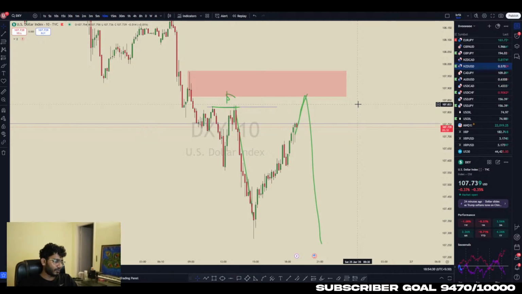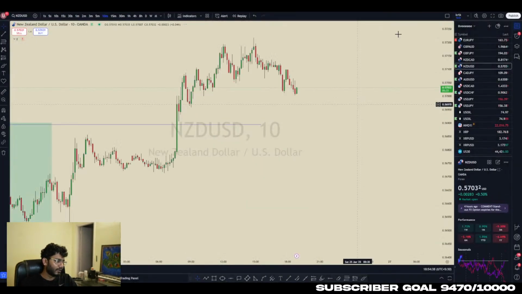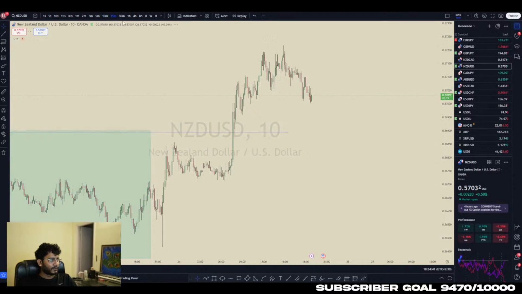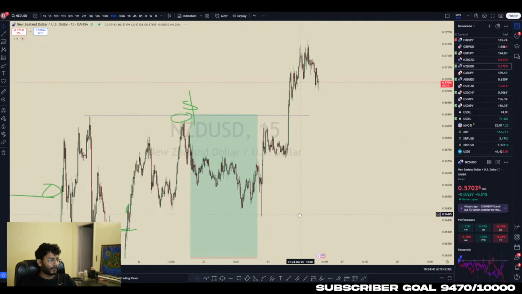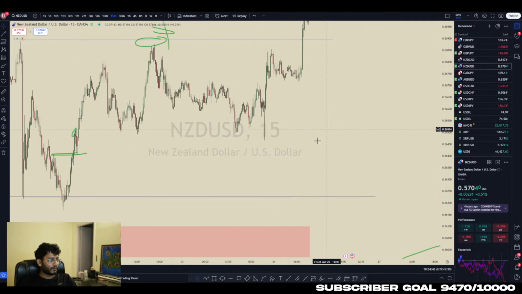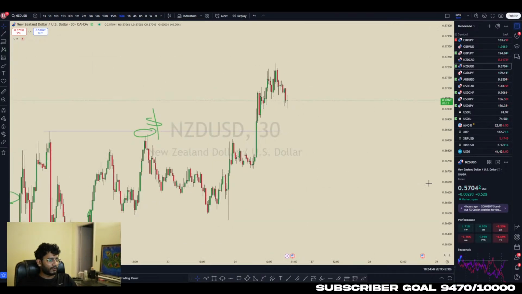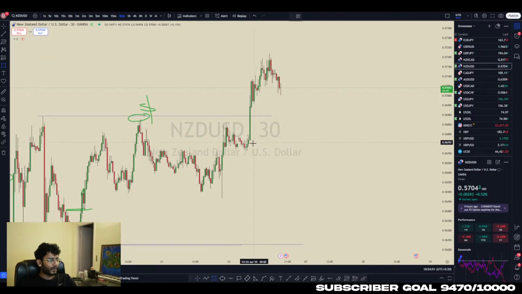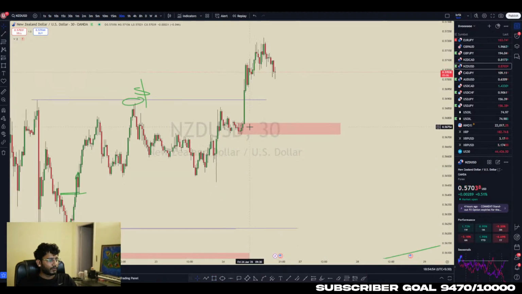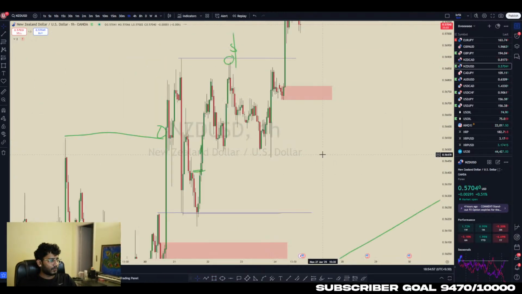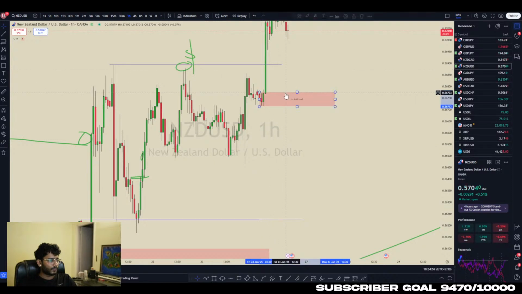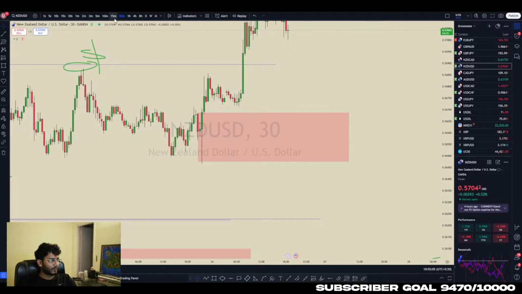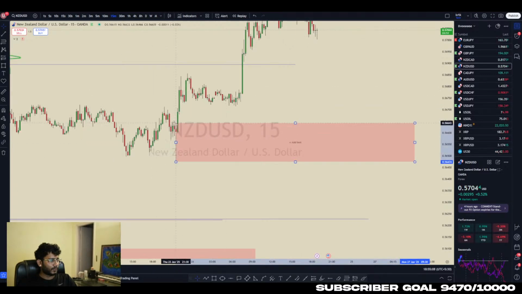Just by looking at DXY, we know that price is going to the upside. So maybe NZDUSD will go to the downside. Right? Let's see. So on 30 minutes, on NZDUSD, we have this order block. Let's see. Okay, this one is good because it induced something. It has done something. So I think, okay, this will work.